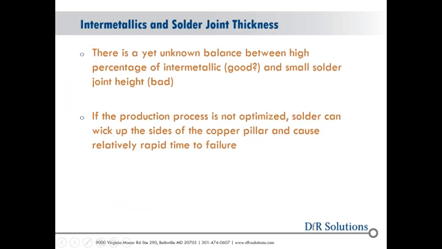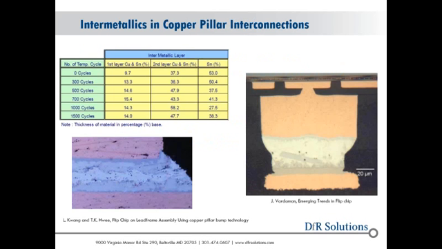But as much as the intermetallic is potentially good, there is as yet an unknown balance between a high percentage of intermetallic, which theoretically is good, question mark, and a small solder joint height. Because if the production process isn't optimized, what can happen is this solder can wick up the side of the copper pillar. As the solder wicks up the side of the copper pillar, it's going to pull this copper pillar down, and we're going to have a smaller solder joint height.